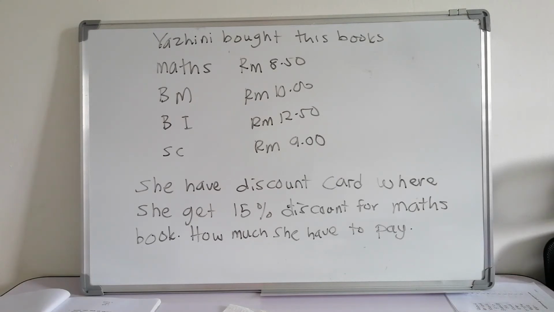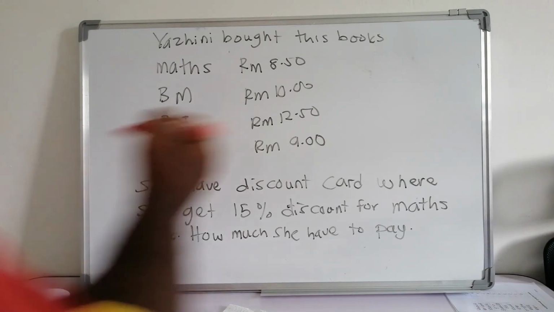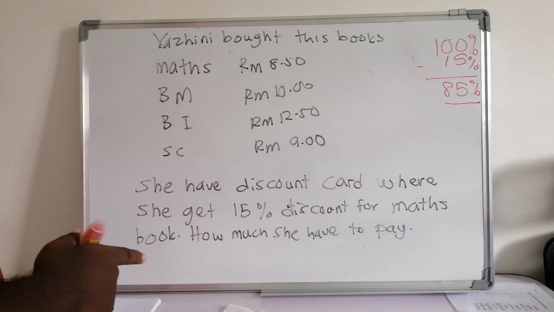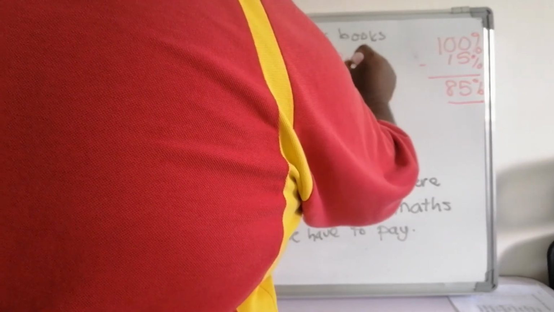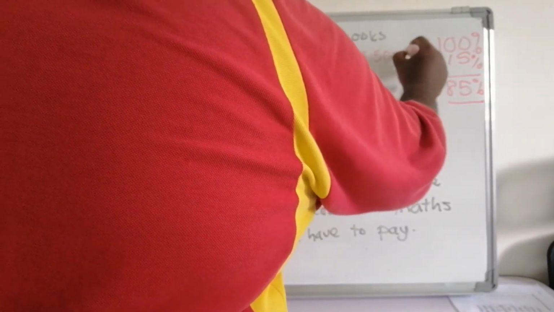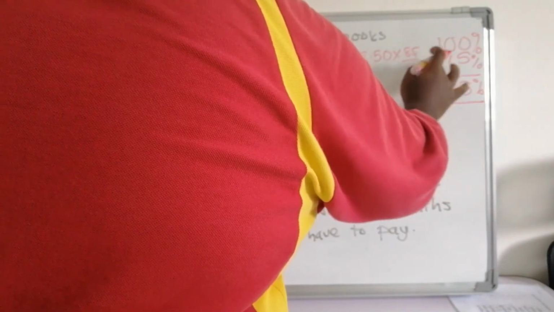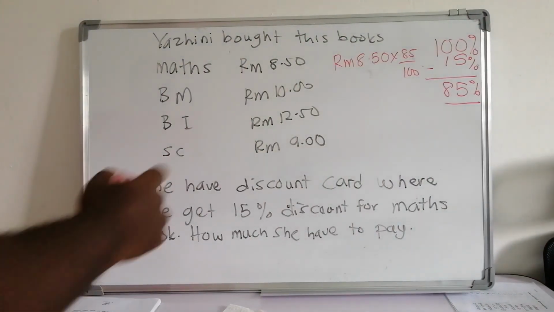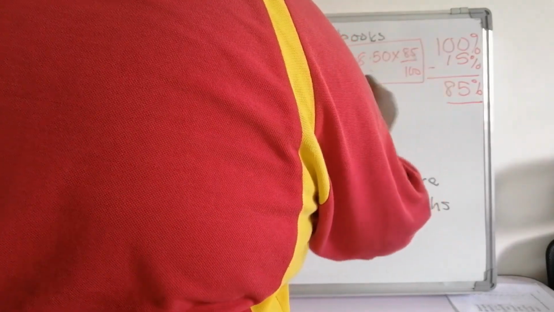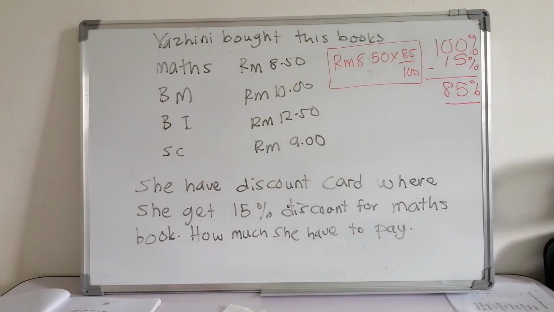We have to find the after discount price for the maths book. Okay, as I told you before, we have to minus 15 from 100%. When you minus 15 from 100%, you get 85%. Now we have to find out what is the maths book price after discount. So if you do this calculation, you will get the answer of how much the maths book is less.